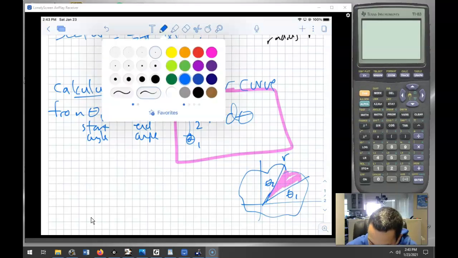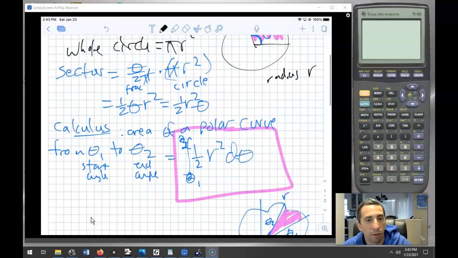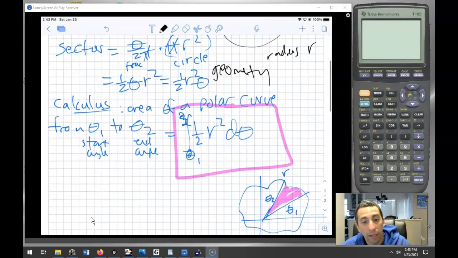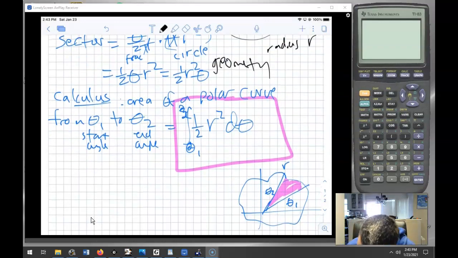And again, this isn't just a random formula, right? This came from our area of a sector of a circle that we got in geometry that you probably don't remember, the 1/2 r squared times theta. We're basically just integrating that. We're integrating together a bunch of tiny little sections of a circle, and that's where this formula comes from. So it's not rectangles, which is why we have a slightly different formula here.